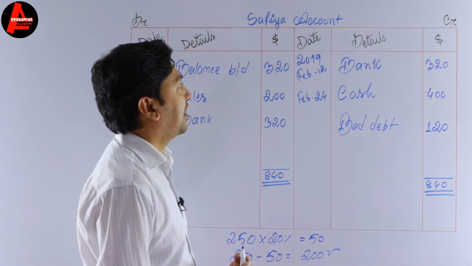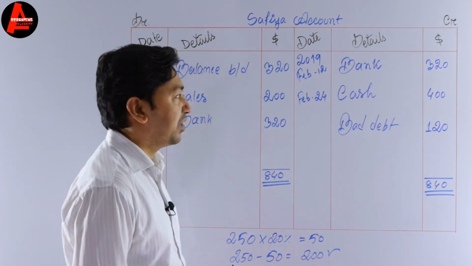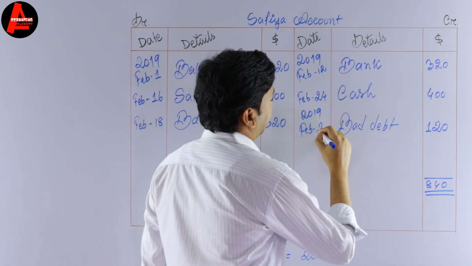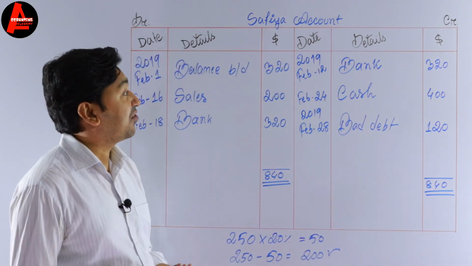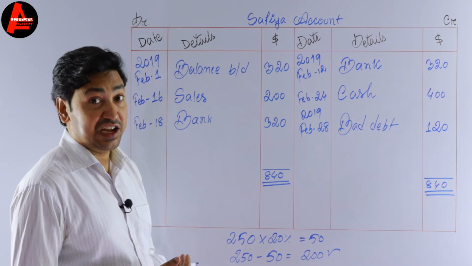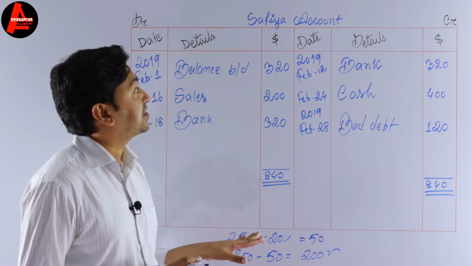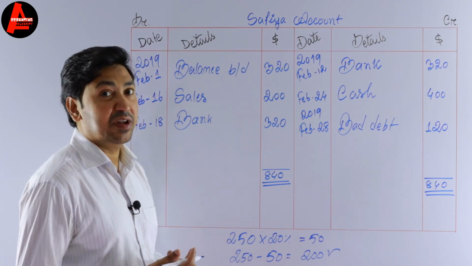Okay, now what is the date for bad debt here? It is last day of the accounting period. That means 2019 February 28. So this is how you have to calculate bad debt in the ledger, in the customer ledger. Okay, so if you understand this account today, whatever question you get like this, you'll be able to prepare.